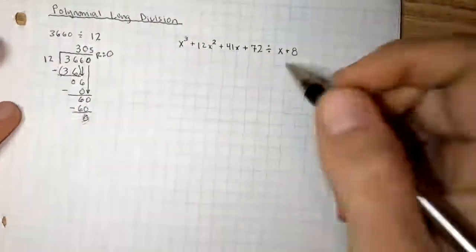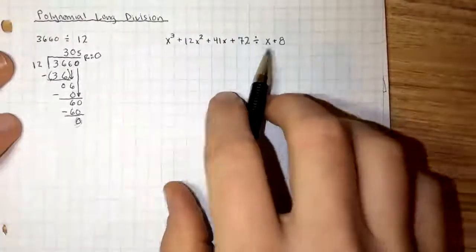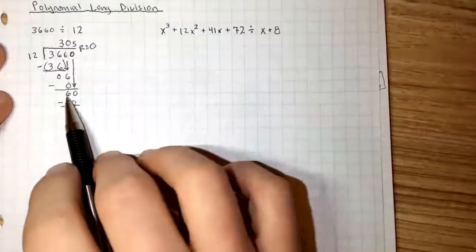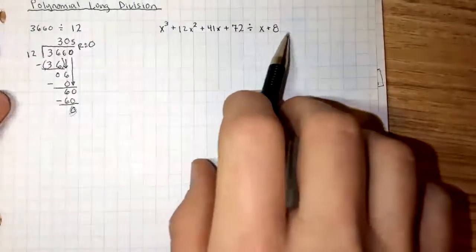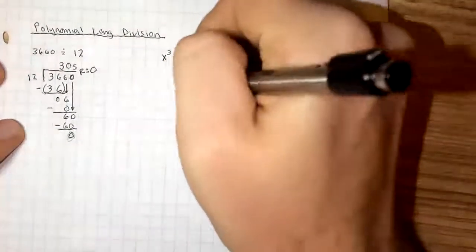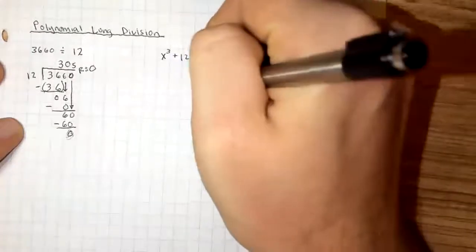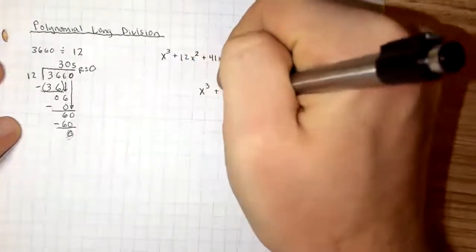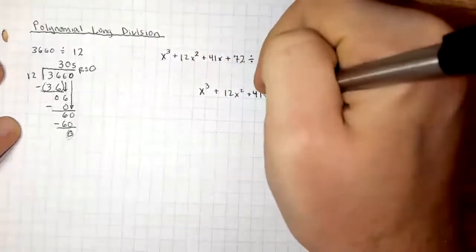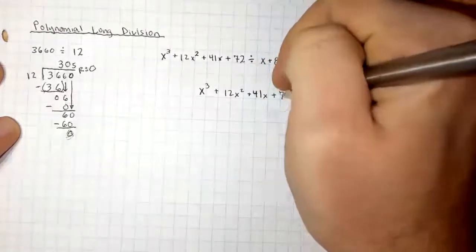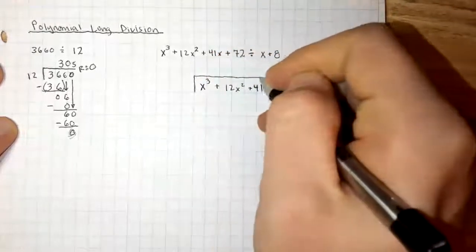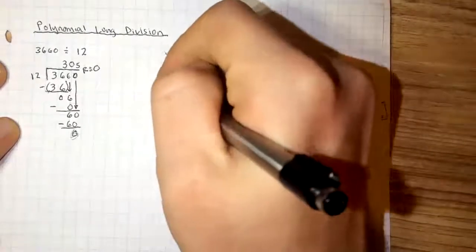Okay, so moving on to polynomial long division. It follows pretty well the same process. It's just a bit more complex. But we're going to set it up the same way. We will say x cubed plus 12x squared plus 41x plus 72. All of that is being divided by x plus 8.